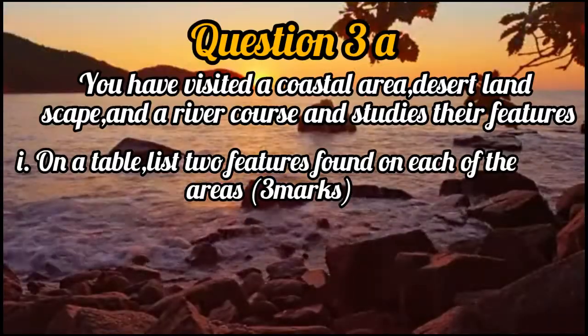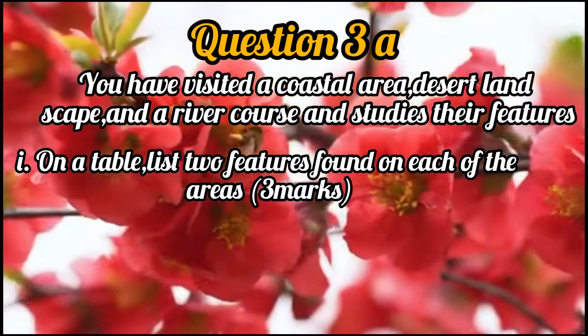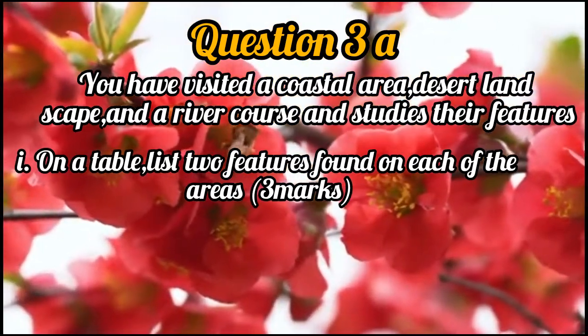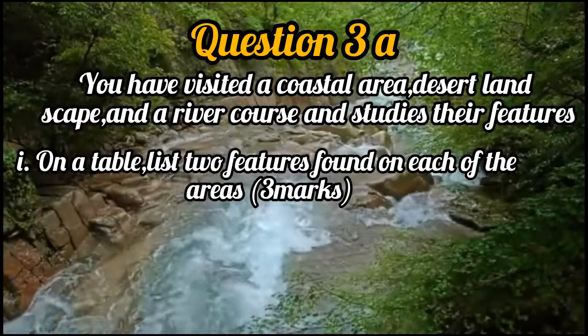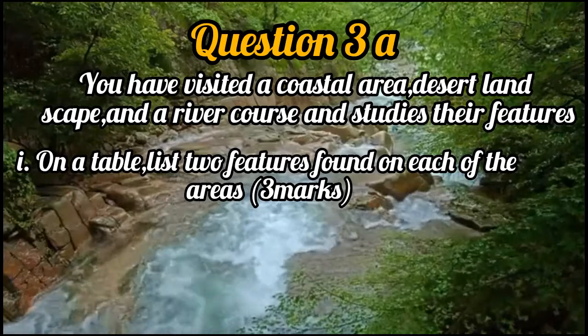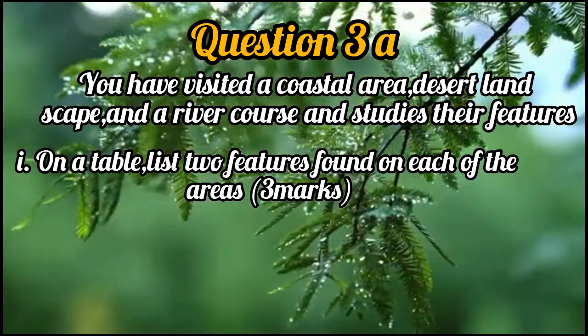Question 3. 3A. You have visited a coastal area, desert landscape and a river course and studied their features. On a table, list 2 features found on each of the following areas. 3 marks. That means you have to list features found in the coastal areas, in the desert and in the river course.